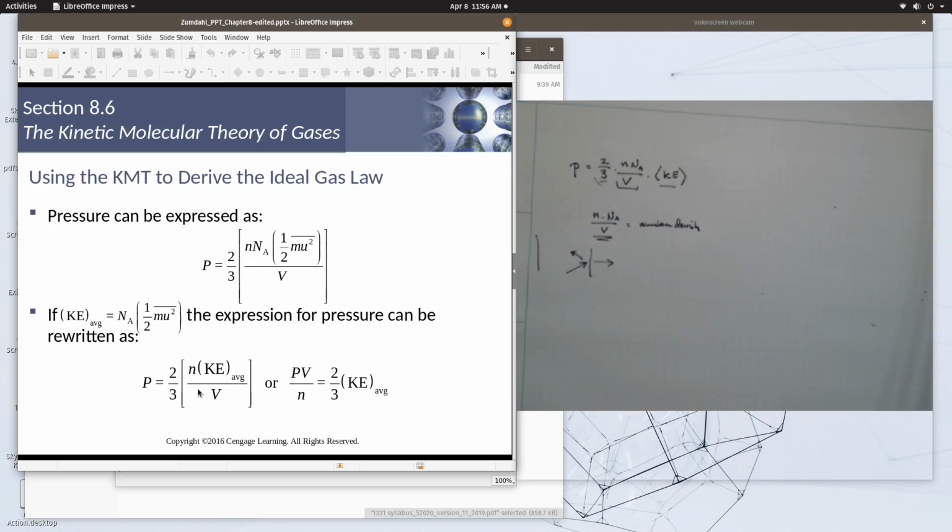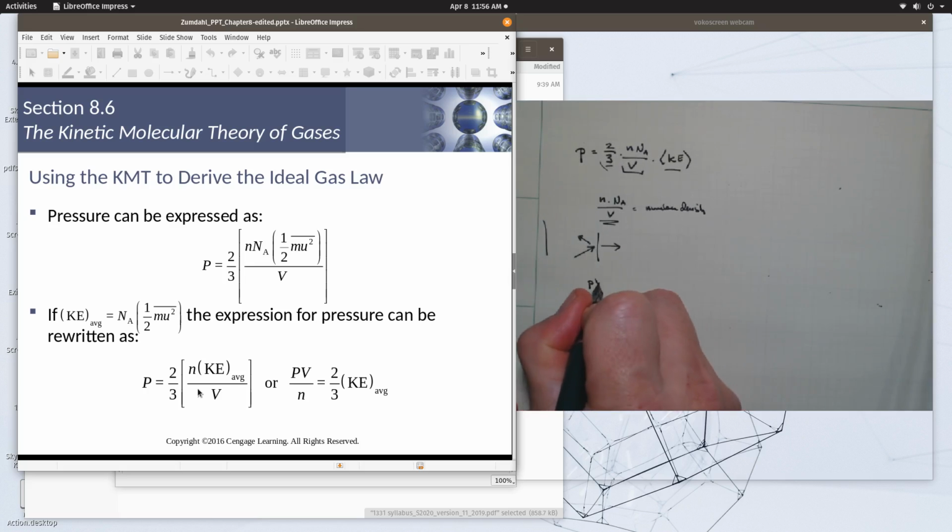So increasing the number density, more collisions per second. Increasing the temperature, faster collisions. That is the origin of the pressure. So PV divided by the number of moles in the system is equal to 2/3 times the average kinetic energy.